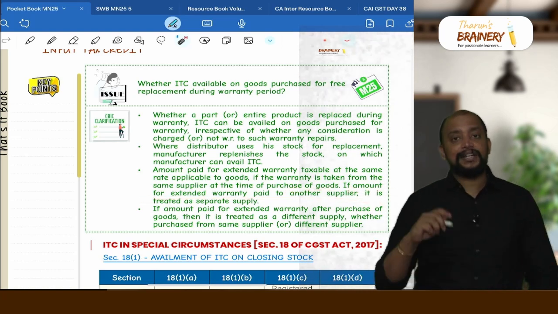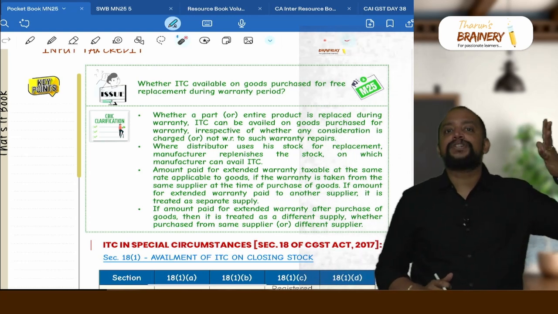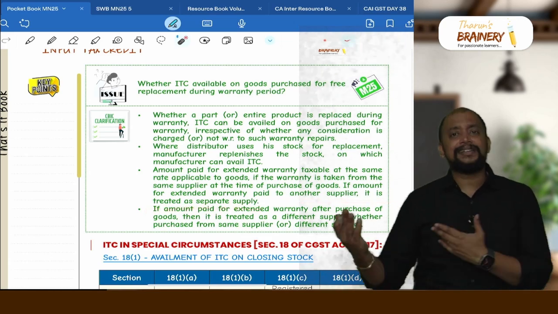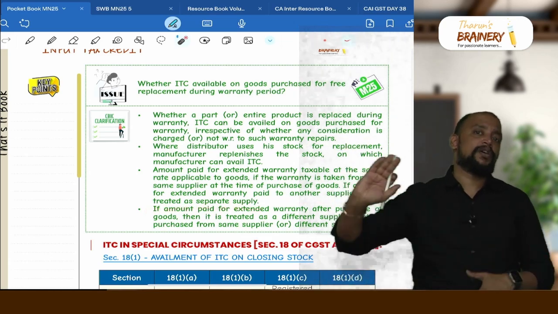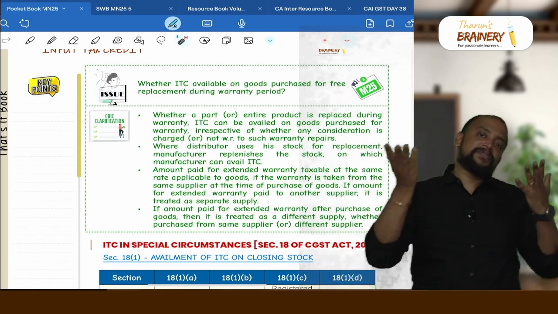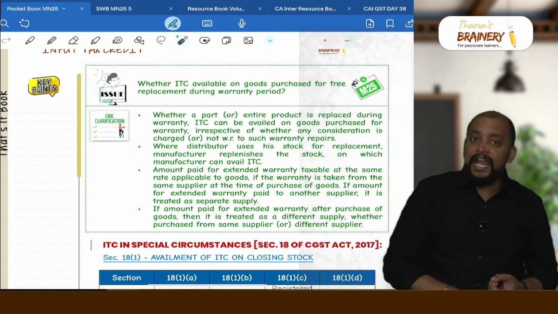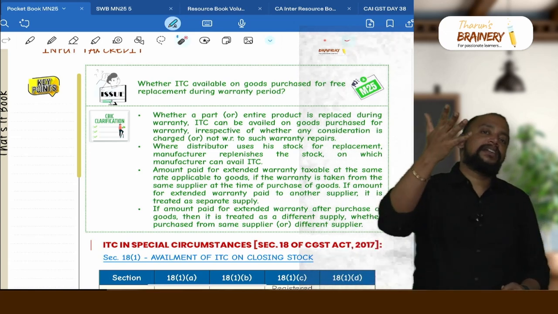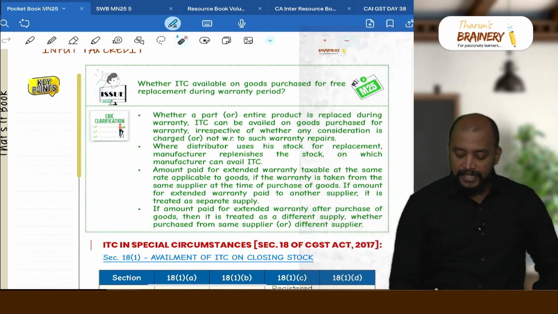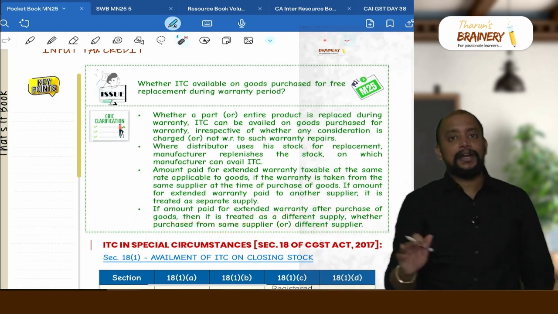Same supplier, same time, the rate applicable, like a composite supply, the principal supply rate will be applicable. In any other case, suppose it is from a different supplier, it is treated as a separate supply. So for warranty, whatever the rate is, that should be taken. If the amount is paid for extended warranty after purchase, whether from the same supplier or a different supplier, then also it is a separate supply. See, when it is a composite supply, same time, same supplier, take the rate of the main product and apply it on the warranty. In all other cases, it is a separate supply. If the amount is paid for extended warranty after purchase of goods, then it is treated as a different supply, whether purchased from the same supplier or a different supplier.